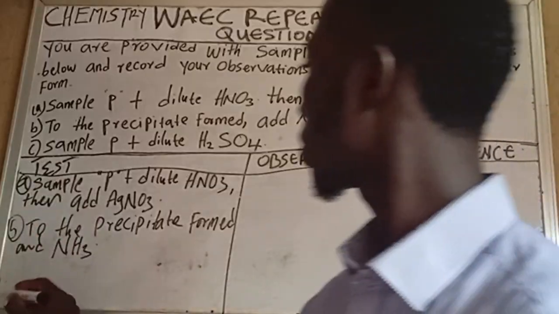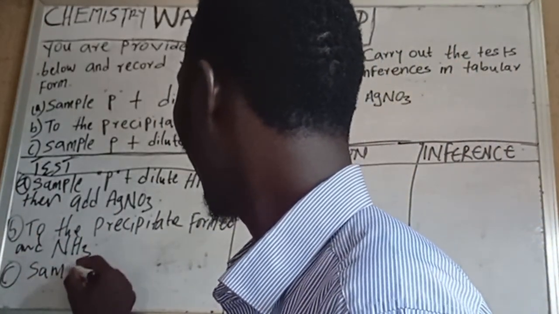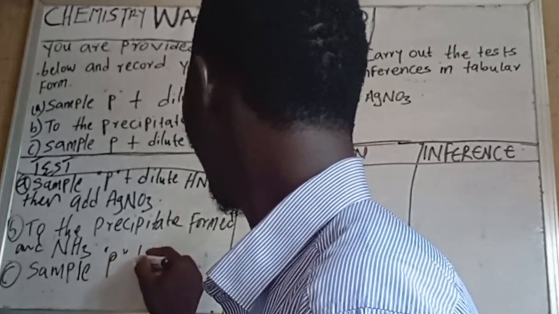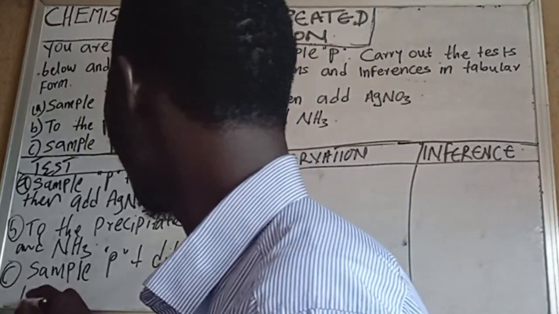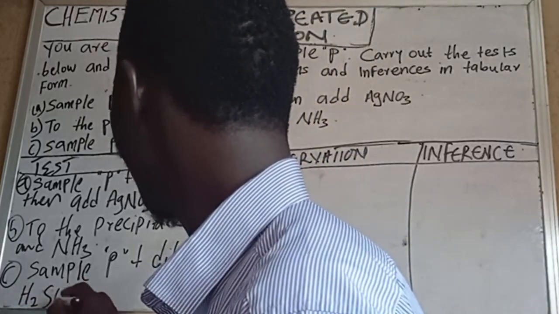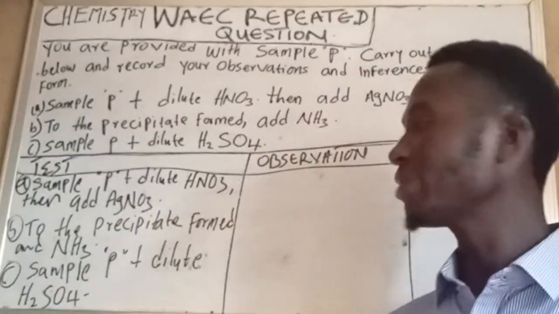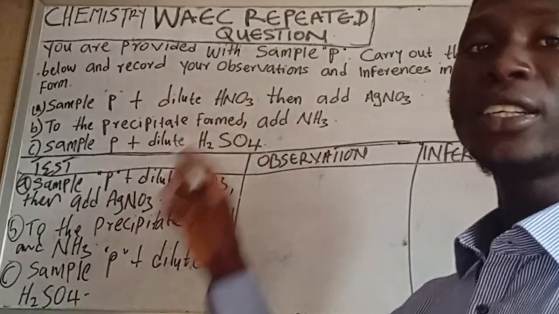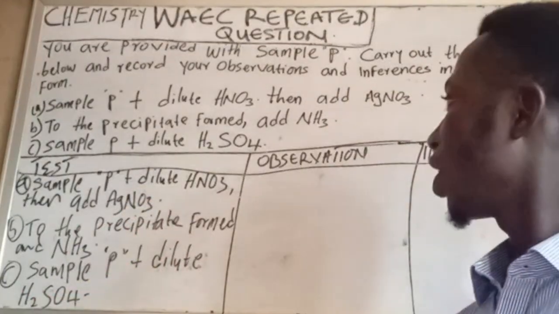Then our last question, which is C. Our C says that sample P plus dilute hydrogen tetraoxosulfate(VI) acid. So after you succeed in writing this, you go ahead and do your practical. So let's see the test, practical, and observation.